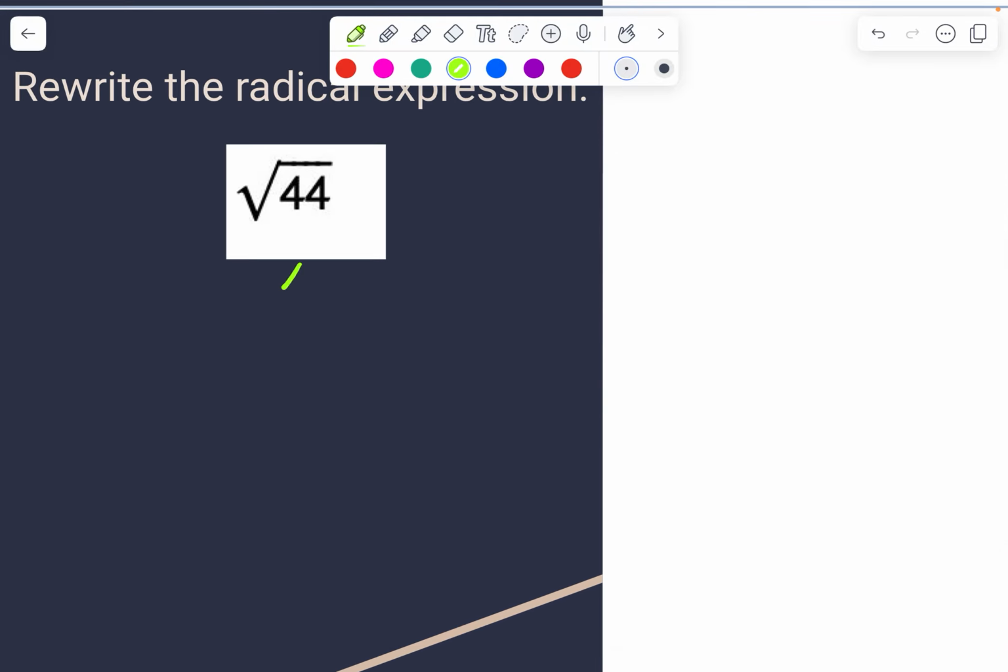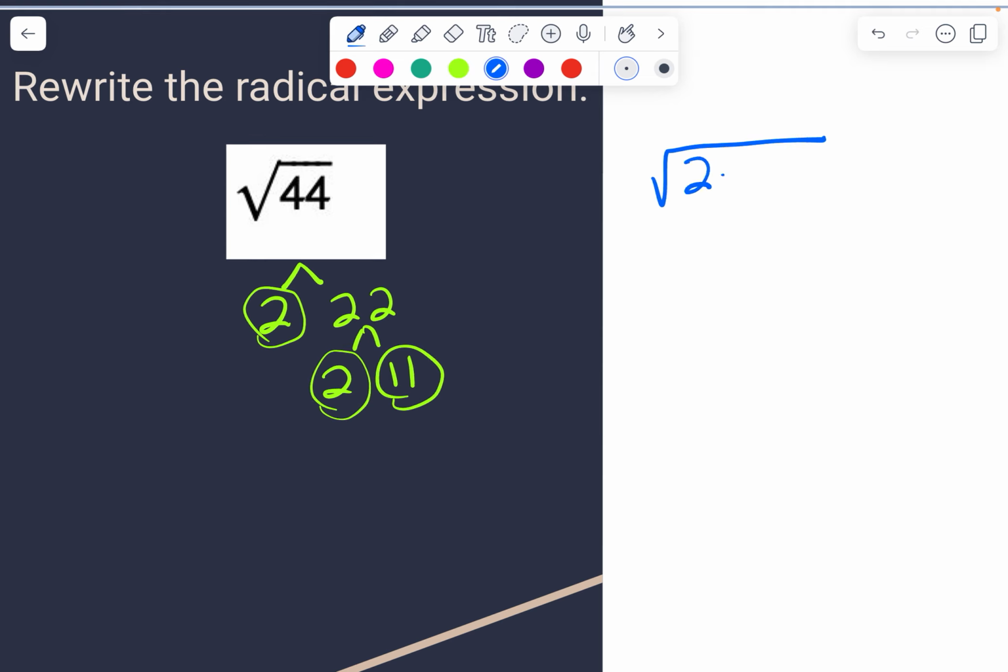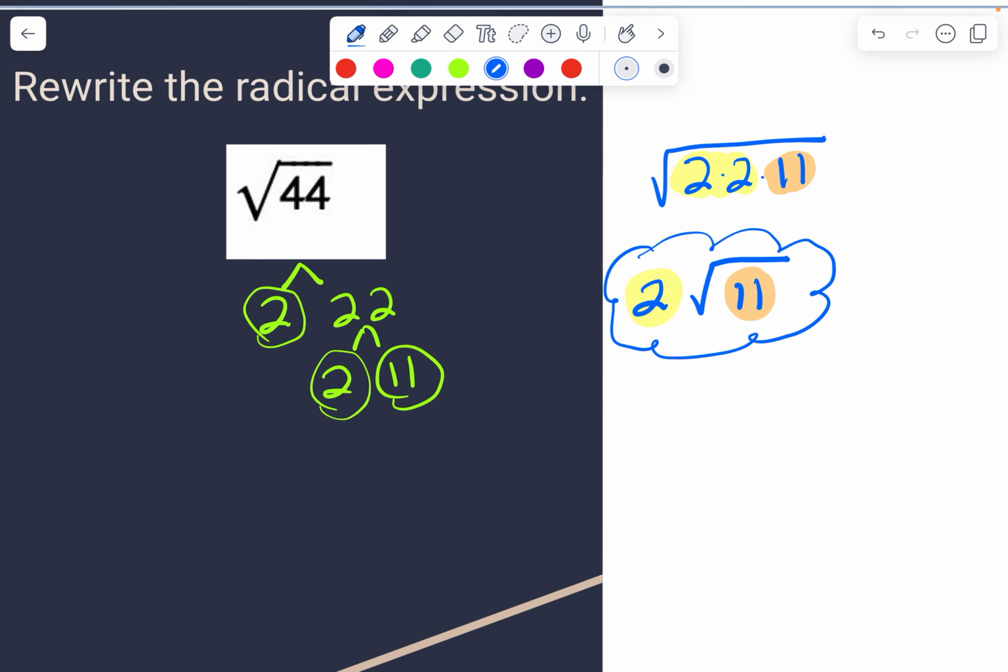44, there's a couple different ways we can split up 44. I'm going to do 2 and 22. 2 is prime. 22 is 2 and 11. Those are both prime. So 44 is 2 times 2 times 11. I have a pair of 2's that can go on the outside. 11 doesn't have a pair. That has to stay on the inside. So 2 on the outside, 11 on the inside, and 2 times the square root of 11 is our final answer.